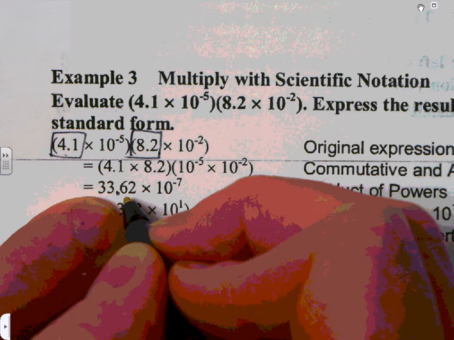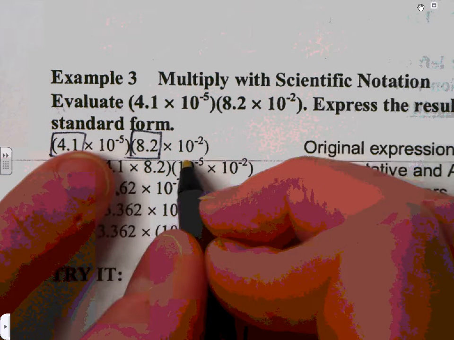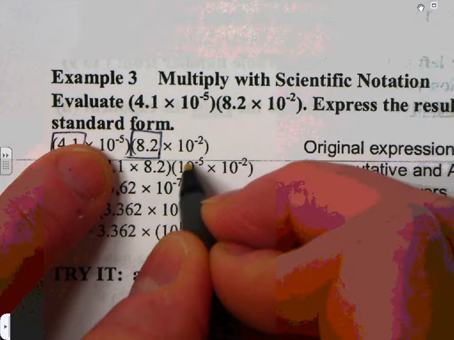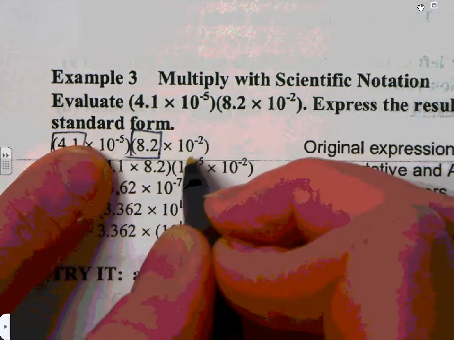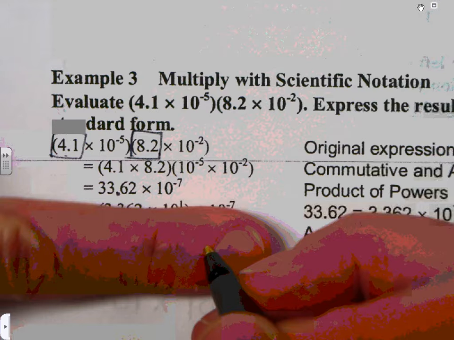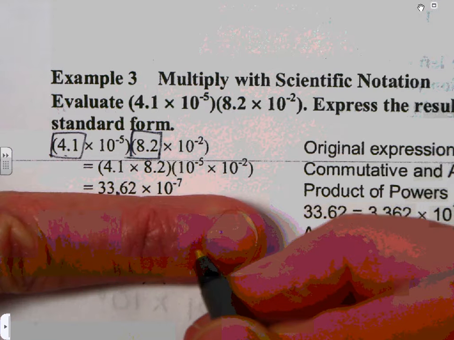I'm glad you recognize it. That's exciting then. Okay? So I have bases that are matching. The 10s are the base. They're matching. They have exponents. So I'm going to add their exponents together. So what is a -5 plus a -2? A -7. All right. Right here is a good answer, but it is not scientific notation.